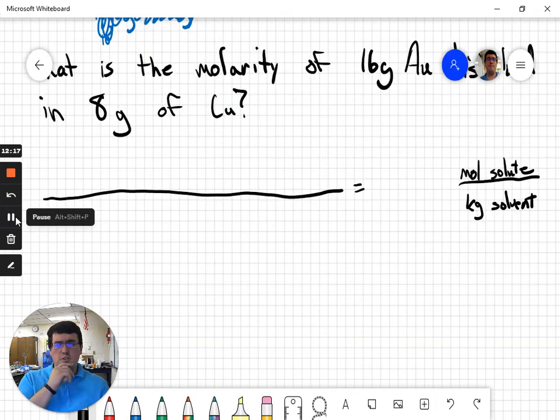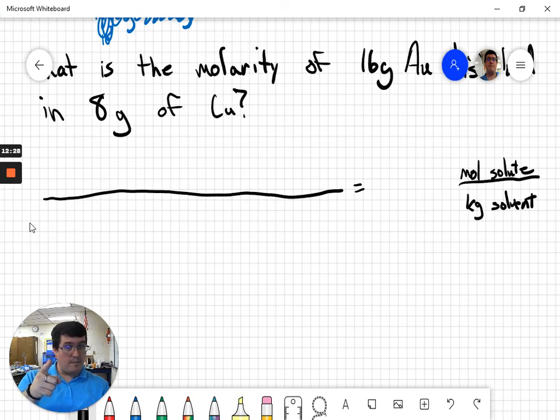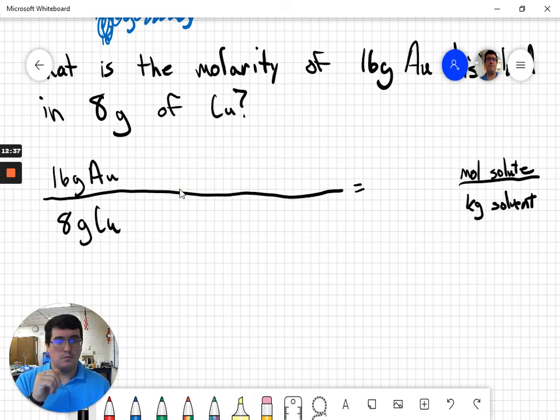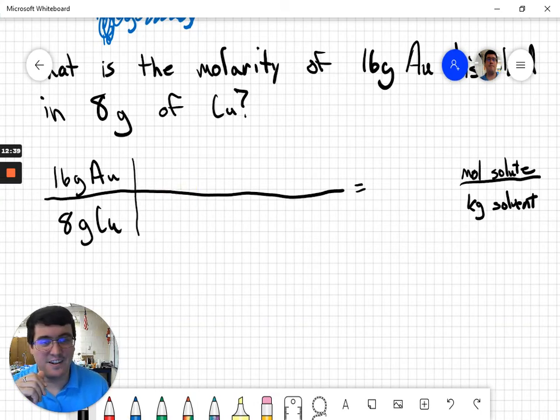So you get this far and you start looking at that problem and you realize, wait a minute. Gold is now my solute. Copper is now my solvent. If you didn't do that, right, gold's going to go on top. Copper's going to go on the bottom. You need to fix that now. All right, now when I do this, I'm still going to do the first step.